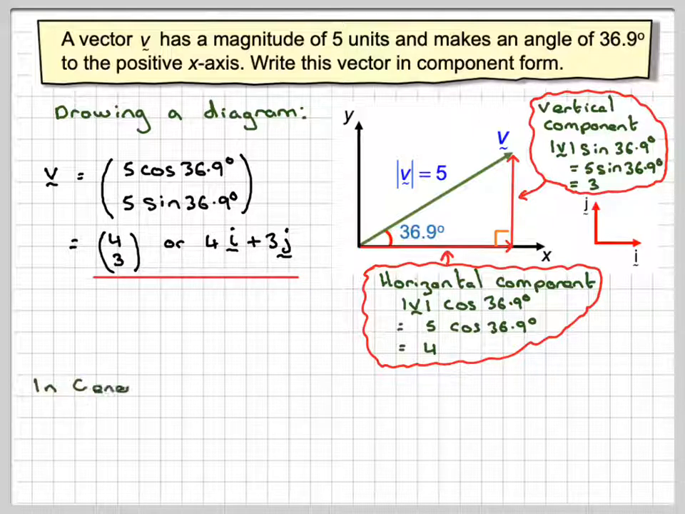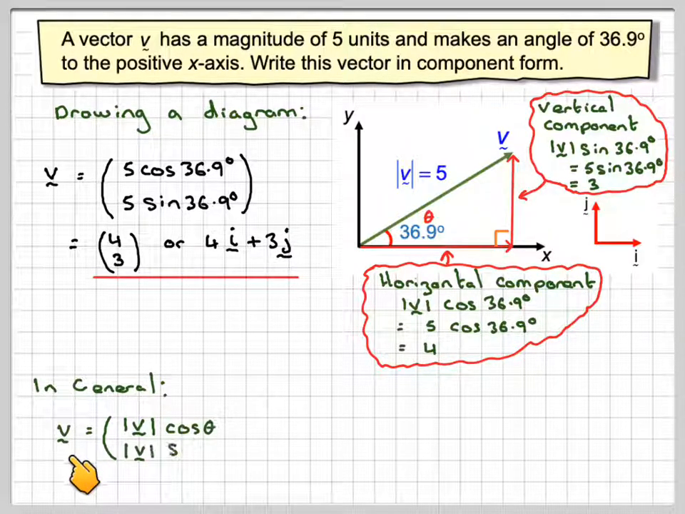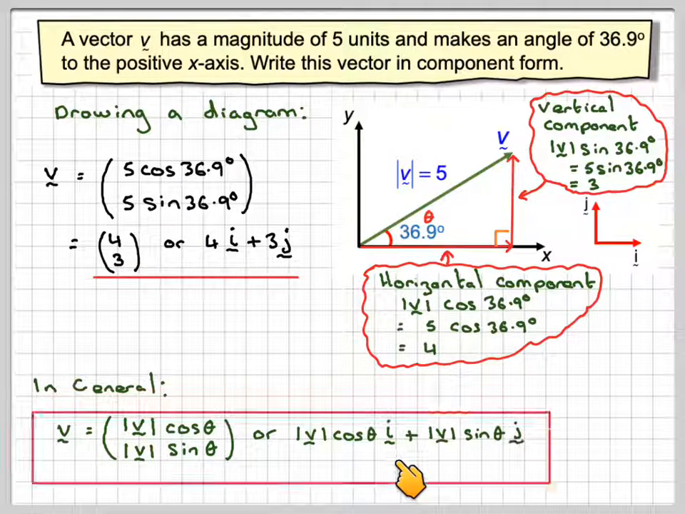Now, in general, a vector written in component form is the magnitude of the vector times the cos of its angle, and the vertical component is the magnitude of the vector times the sine of its angle, or magnitude of v cos theta i plus magnitude of v sine theta j.